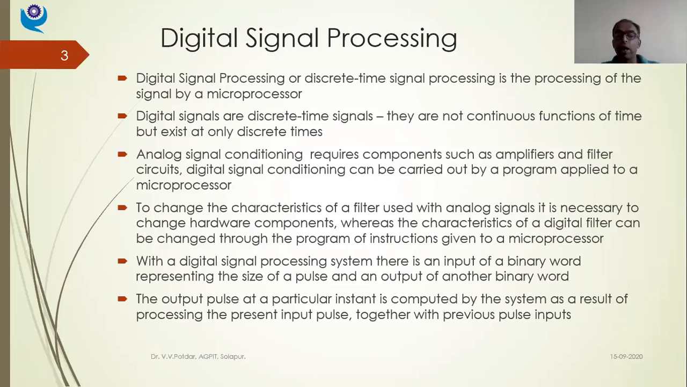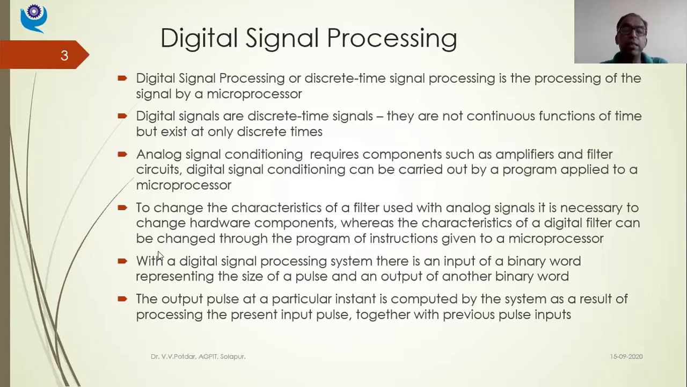Through programs, we can control each of these functions in the microprocessor. Let it be comparison work, let it be filtering work, let it be conversion work. Just through a program given to a microprocessor, I can alter the requirements, or I can work as per my requirement. Whereas in analog signal conditioning, we needed to change the hardware components.